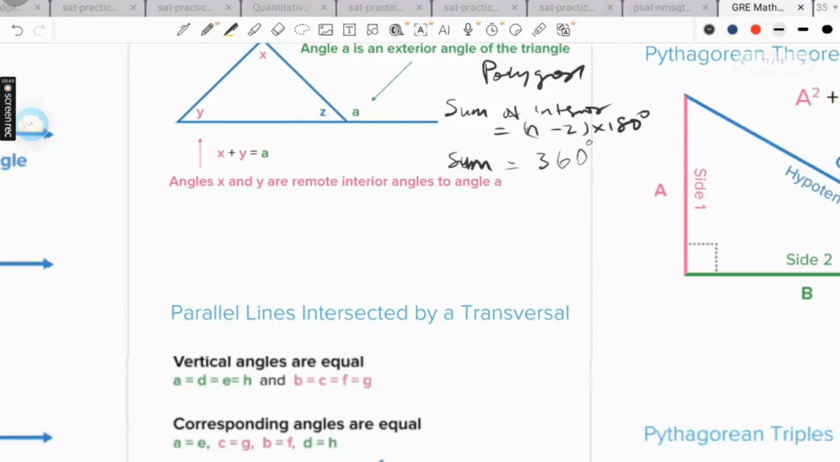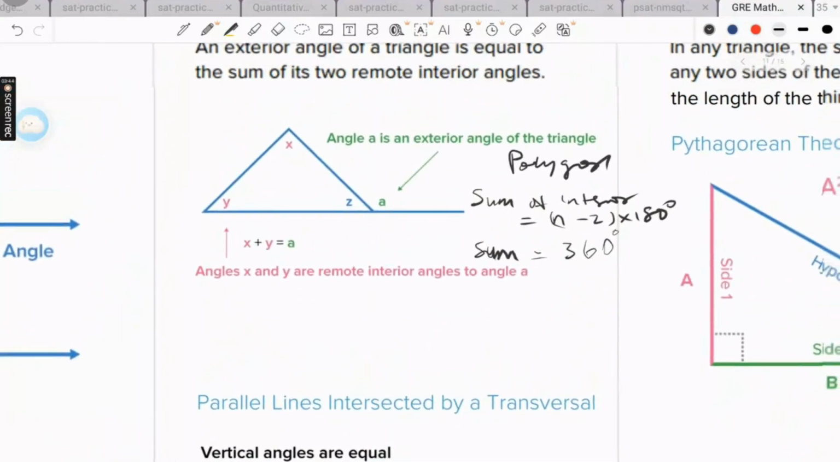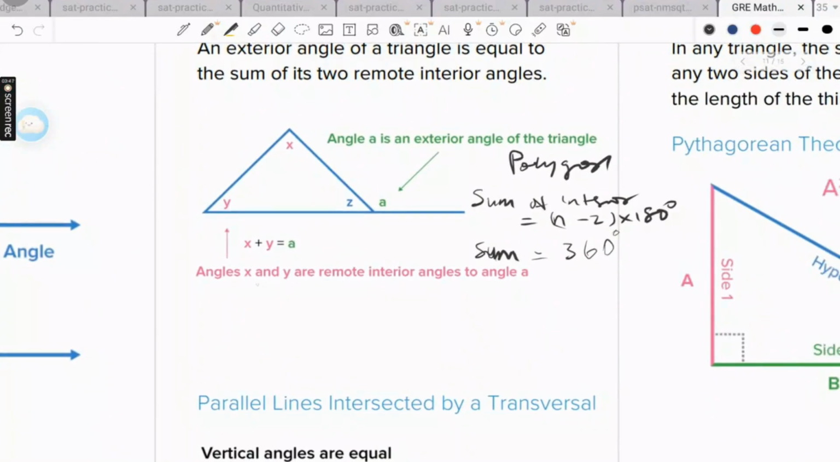You already know from angle on a straight line that S plus Y plus Z equals 180 degrees. That is the sum of angles in a triangle. But it's also that because a triangle has 3 sides, 3 minus 2 is what? 1. 1 times 180 is 180. You see how it fits in, how this sum of interior angles works.